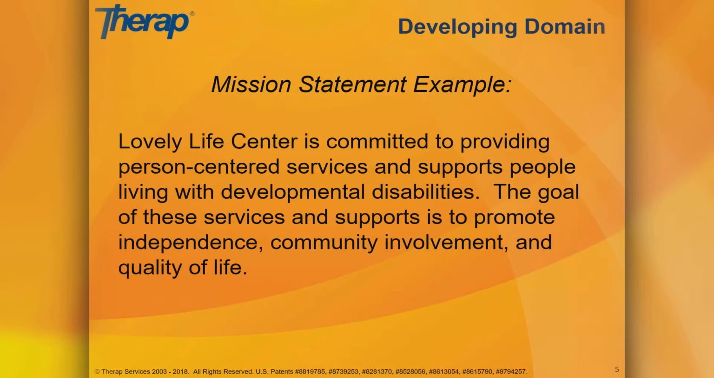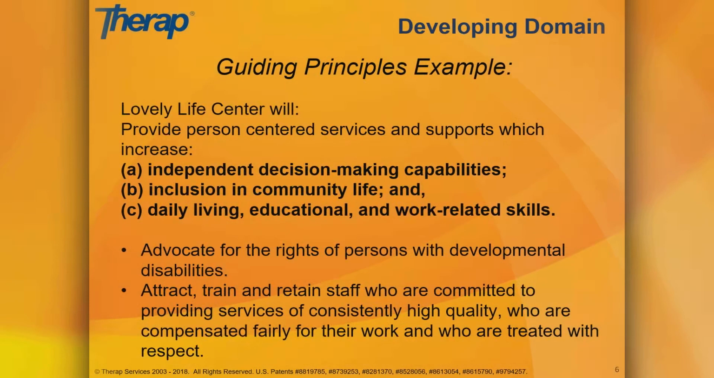The next thing that I wanted to share with you is that sometimes organizations may have guiding principles that they're working from, okay? And those guiding principles or organizational values might be the very things that become your outcome measure types. In this particular example, the guiding principles are providing person-centered supports that increase independent decision-making capabilities, inclusion in community life, daily living, educational, and work-related skills. And in the same way, I could make those into domains coming from the guiding principles.